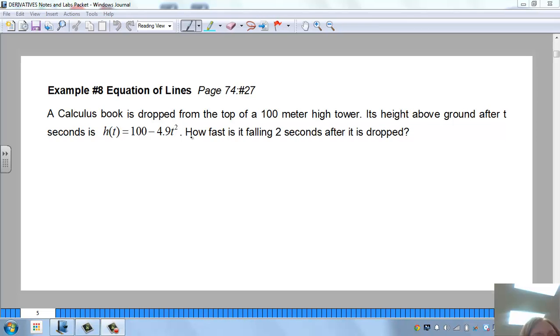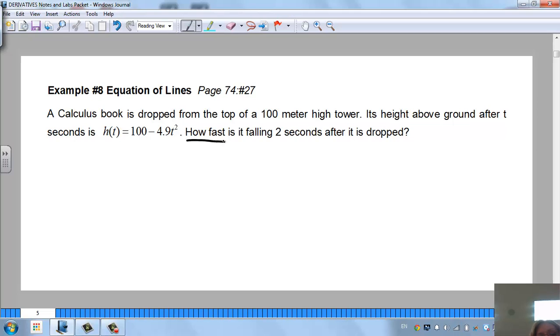Okay, this is the last video in this section for using some word problems to show you how using the difference quotient can help you with derivatives. So this is a cool one because it says a calculus book is dropped from the top of a 100-meter high tower. Its height above the ground after t seconds is h of t is 100 minus 4.9 t squared. How fast is it falling 2 seconds after it's dropped?